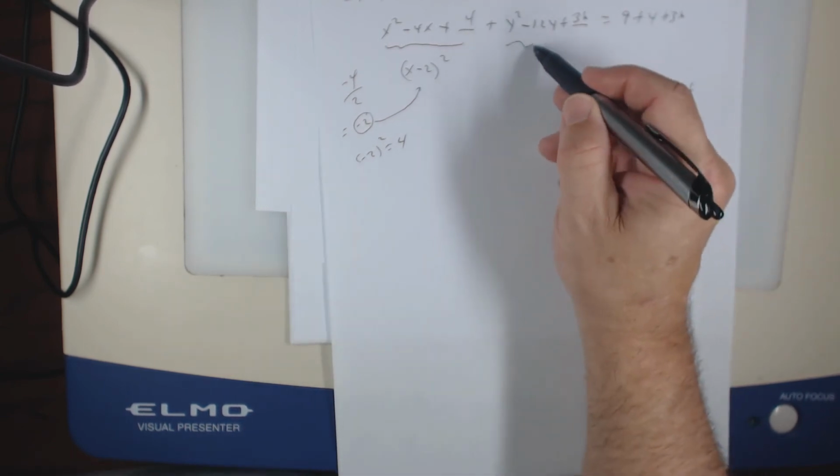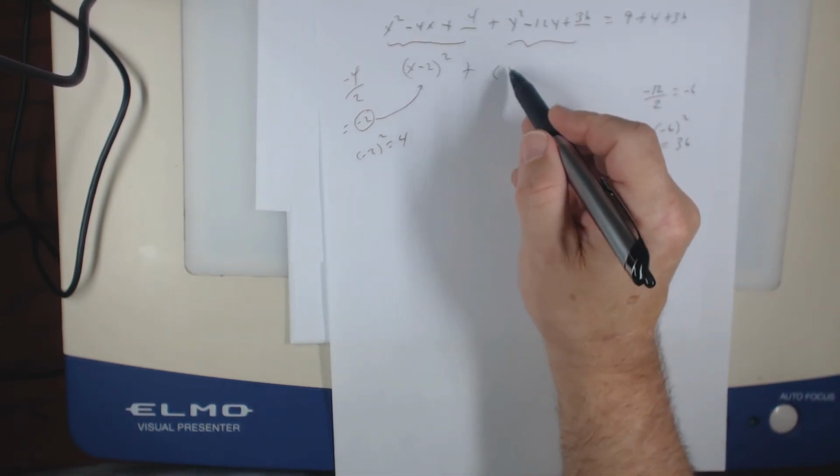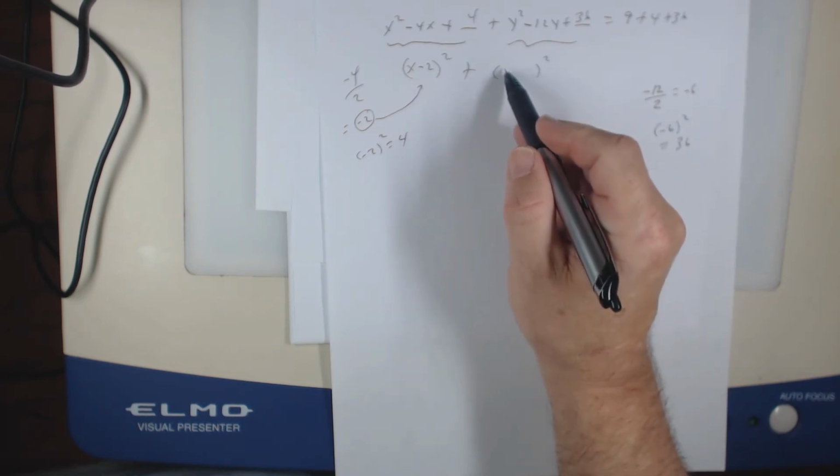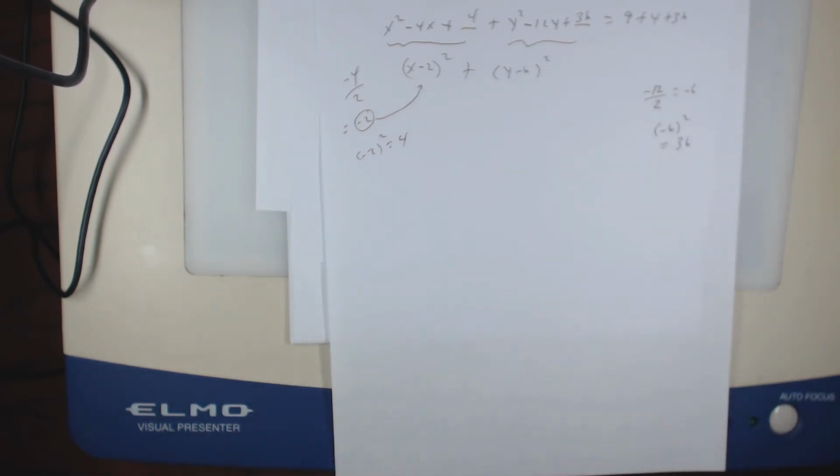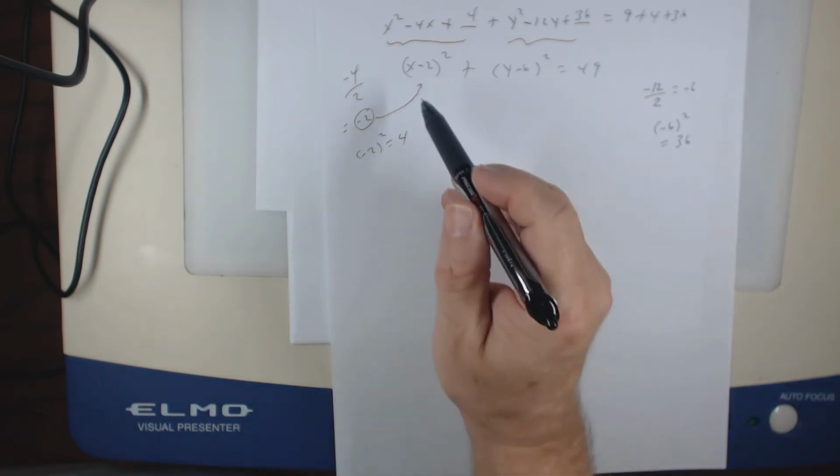Okay. And then finally, what's this right here? Y minus 6. Yeah, if you put an x, you'll be upset with me because I'll take some points away. And then on the other side, what do you get when you add up all those numbers? 49? All right, so there's the equation of the circle. That's the equation of the circle.